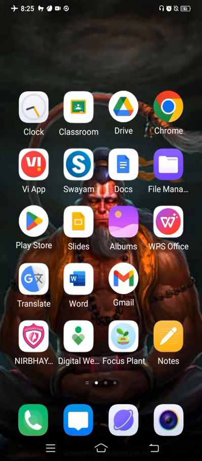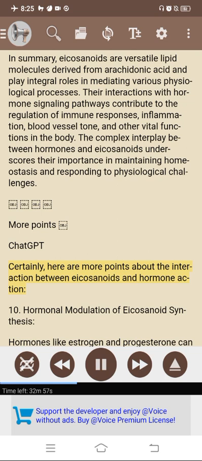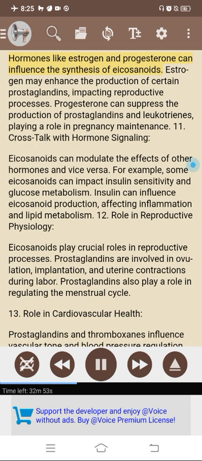Certainly, here are more points about the interaction between eicosanoids and hormone action. 10. Hormonal modulation of eicosanoid synthesis. Hormones like estrogen and progesterone can influence the synthesis of eicosanoids. Estrogen may enhance the production of certain prostaglandins, impacting reproductive processes. Progesterone can suppress the production of prostaglandins and leukotrienes, playing a role in pregnancy maintenance.